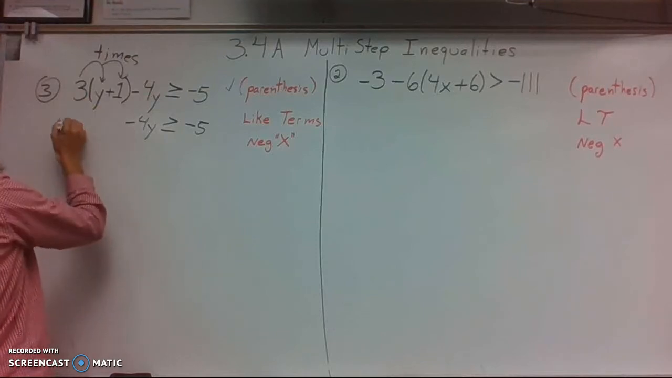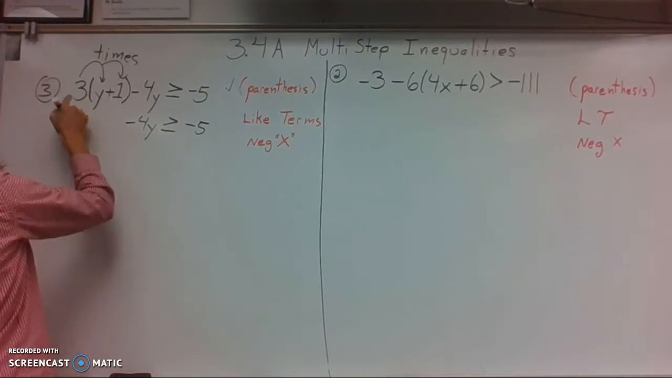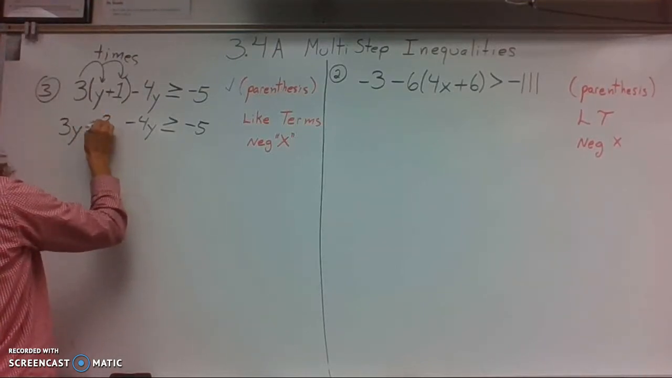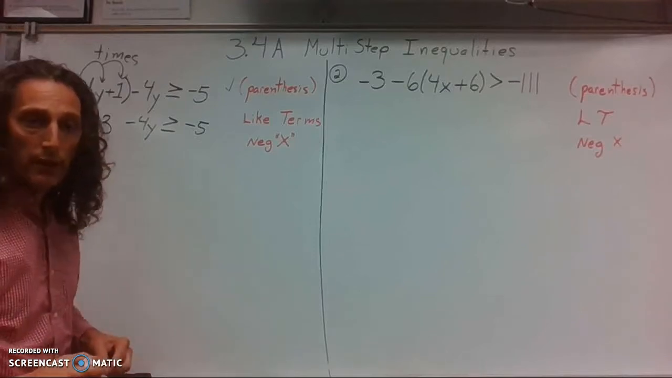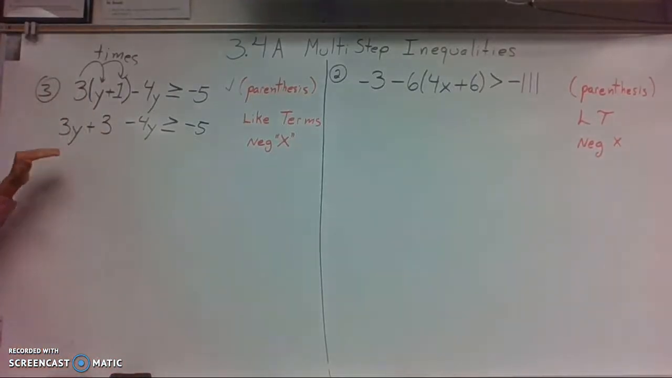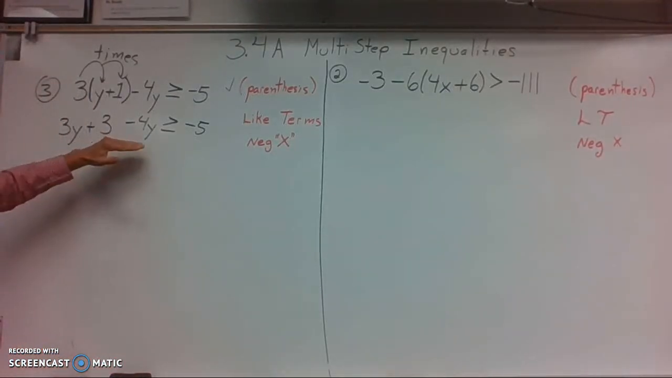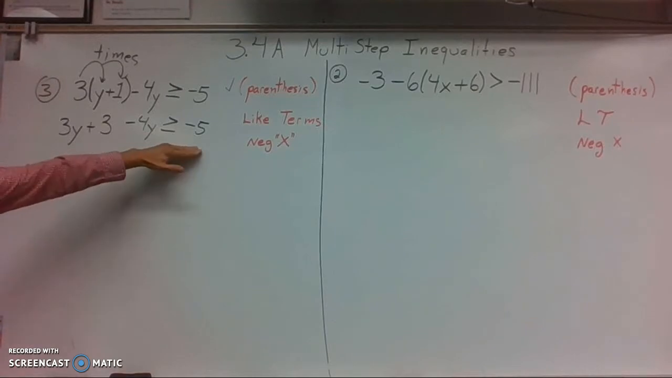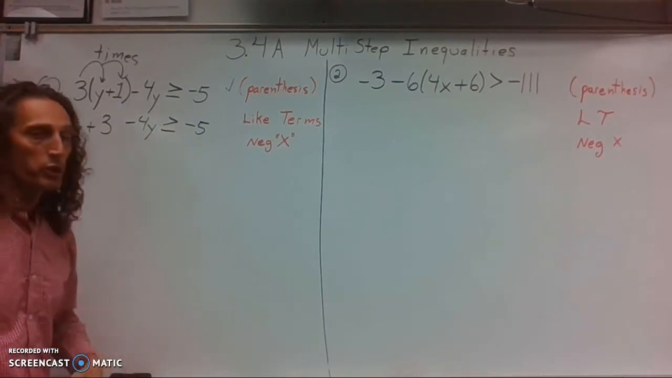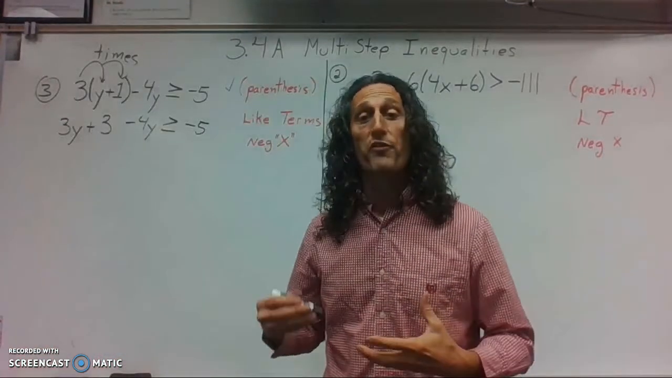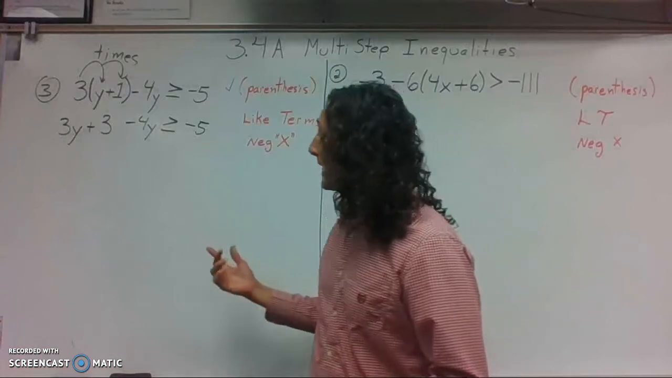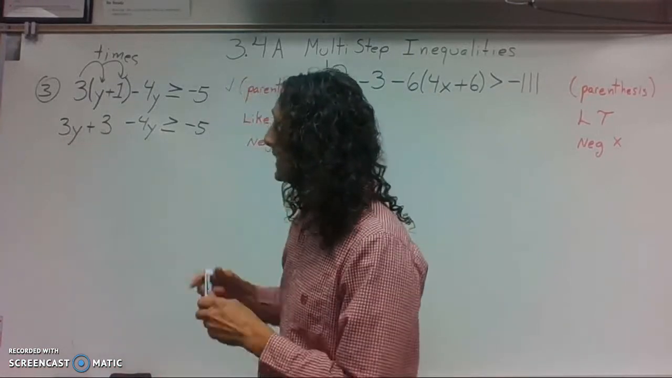So I go 3 times y, 3y. 3 times 1, positive 3. Right, so that's my first step in this equation: 3y plus 3 minus 4y is greater than negative 5. So then I stop and I look, do I have like terms? Do I have more than one variable already on the same side? And I do. I have a 3y and a negative 4y.